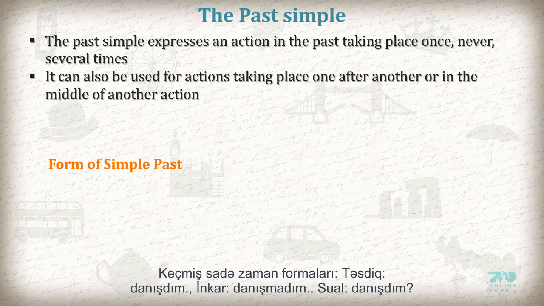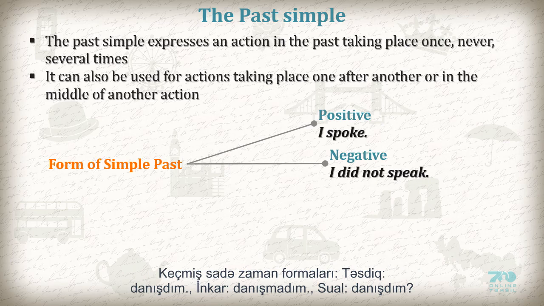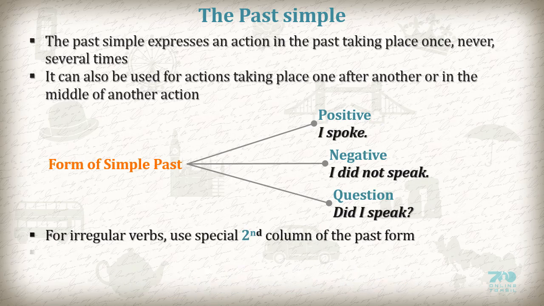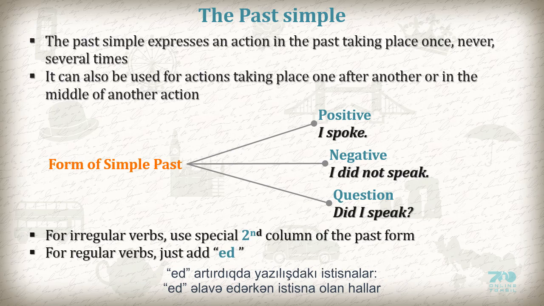Form of simple past. Positive: I spoke. Negative: I didn't speak. Question: Did I speak? For irregular verbs, use the special second column of the past form. For regular verbs, just add -ed.